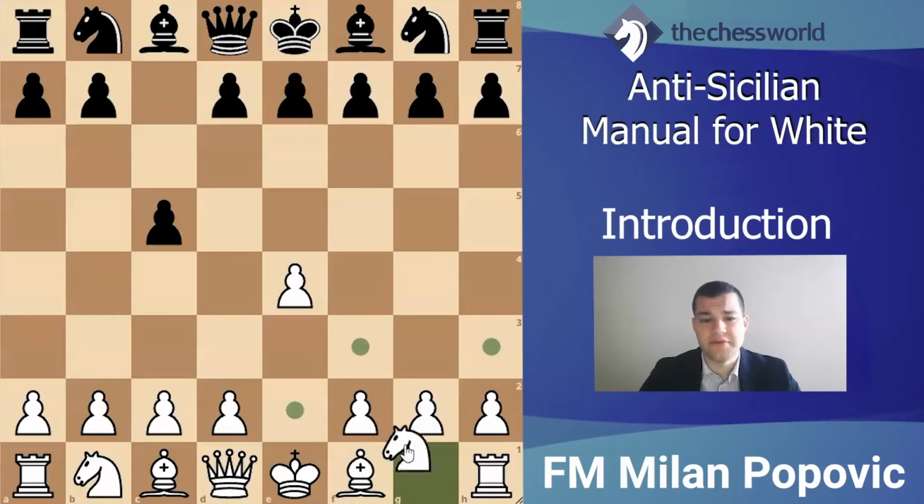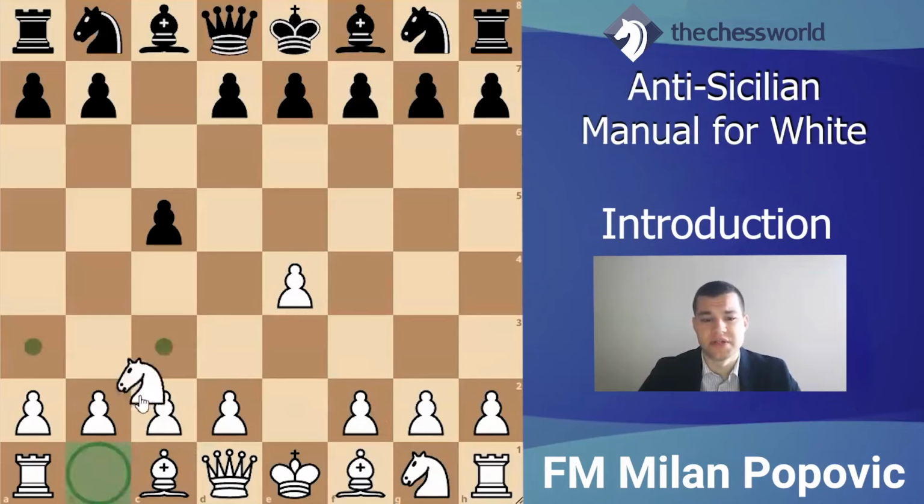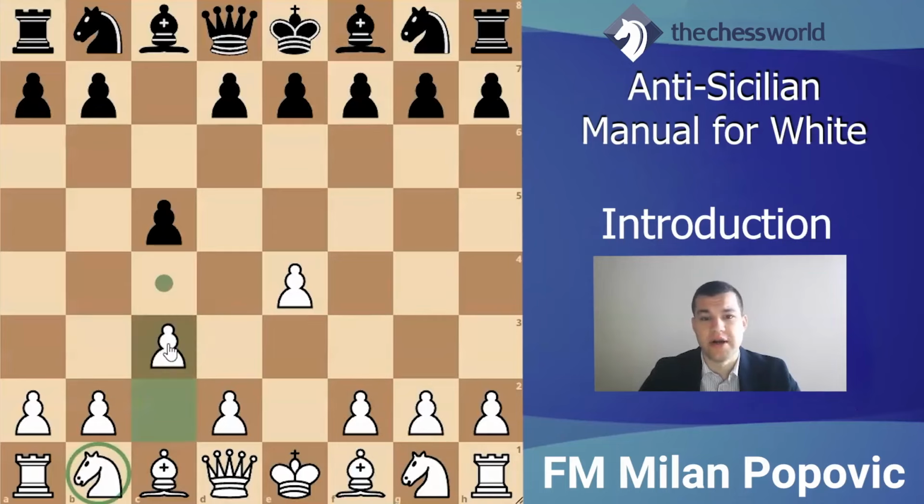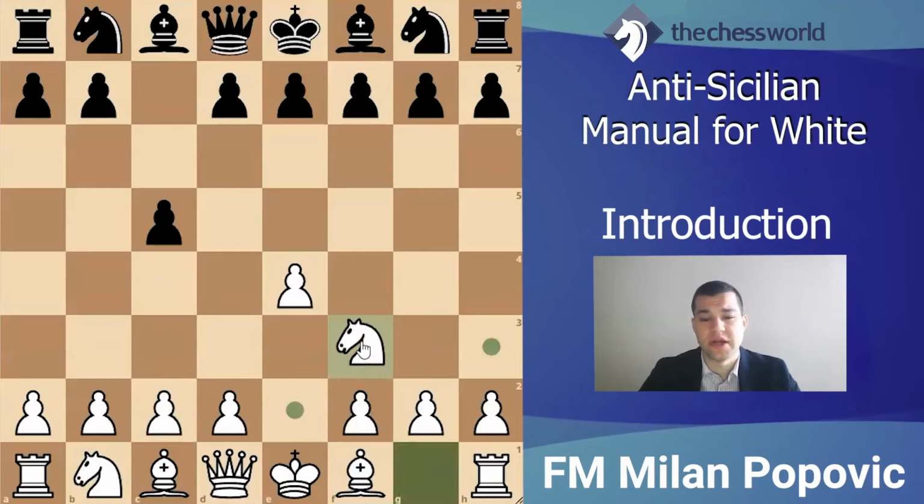e4, c5, and there White has a lot of side lines. Basically, there is a standard side line with knight c3 going for the closed Sicilian. There is as well the Alapin variation after the move c3. So those are all, let's say, frequently played side lines, but we are going to play the move knight f3.